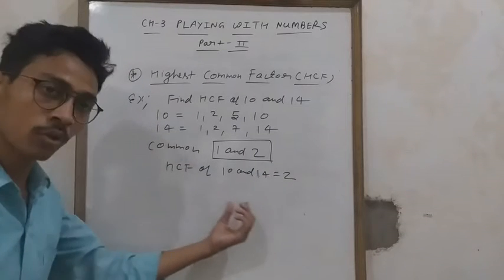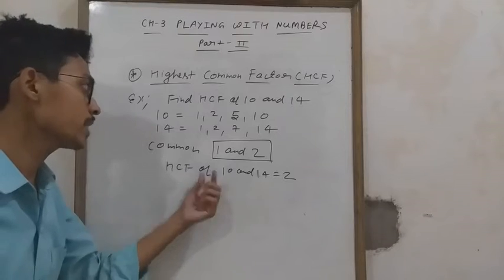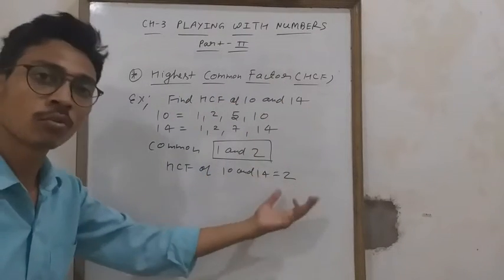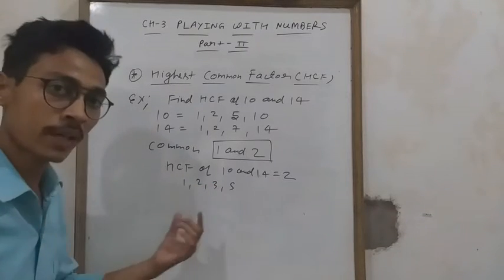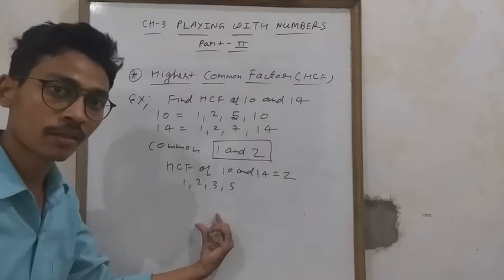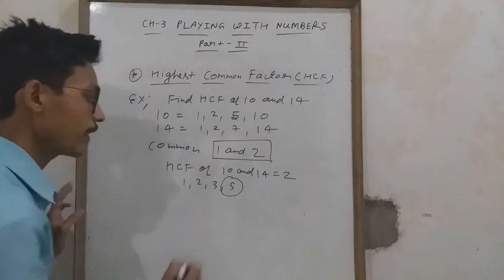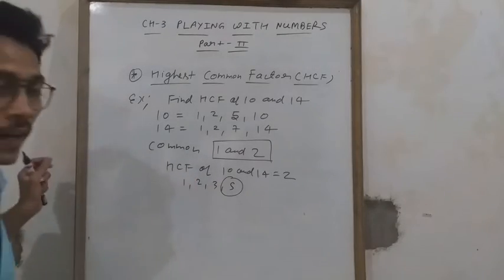1 and 2, so both are common. It is okay, I agree with this. But students, you have to take the highest because the highest common factor you have to find out. So between 1 and 2, 2 is the highest. Let us assume the common factors come out as 1, 2, 3, 5. So what will you write down? You will write down 5, because you have to find out the highest. Between these, 5 is highest.